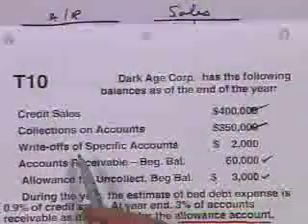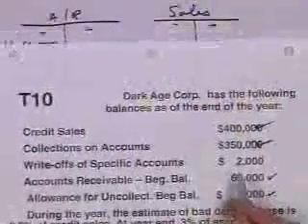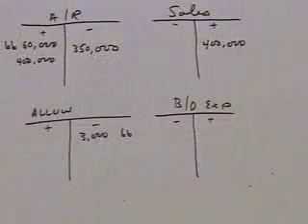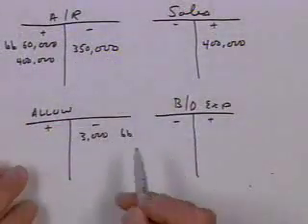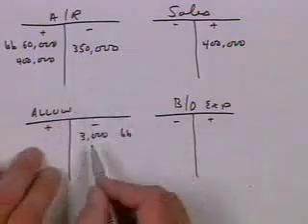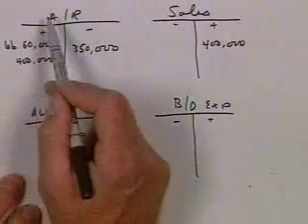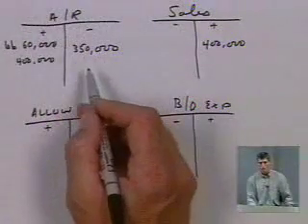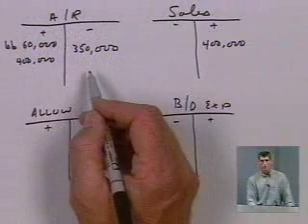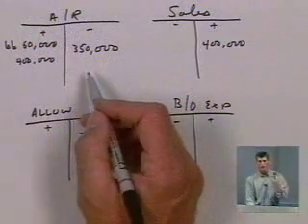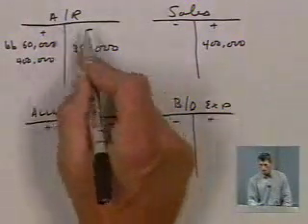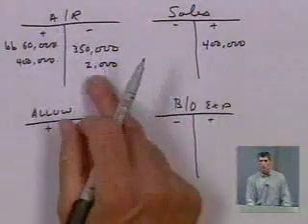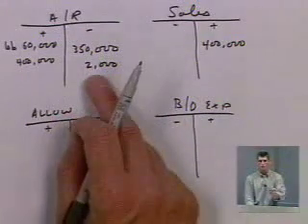Now, write-offs of specific accounts is $2,000. What's the entry for that? What has happened is you have gone through your accounts receivable ledger and identified those accounts which are going to go bad. You know they're bad because they are not paying. Hence, you need to credit accounts receivable for those specific accounts.